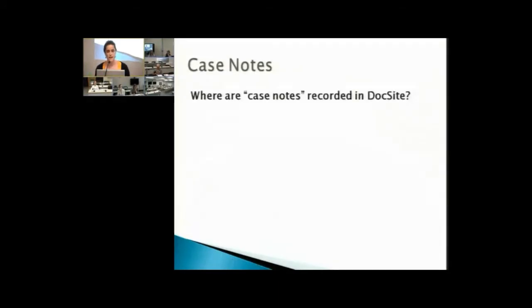Okay, so I have some questions, more trivia. Where are case notes recorded in DocSite? Encounter notes, okay, good. All right, so that's one of them. I'm not going to hit enter because I have something else. From one of the other sites, what's the other place where you can put in case notes? It's called Visit, Comment, Review, which is a little crazy.